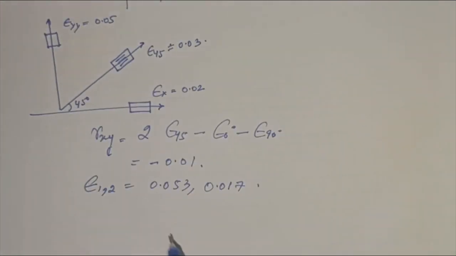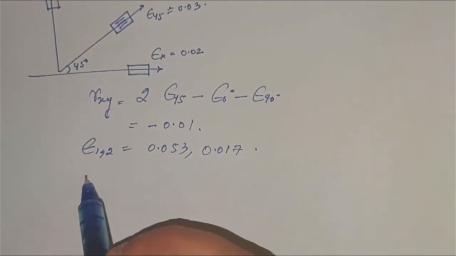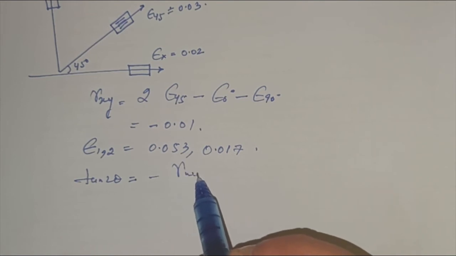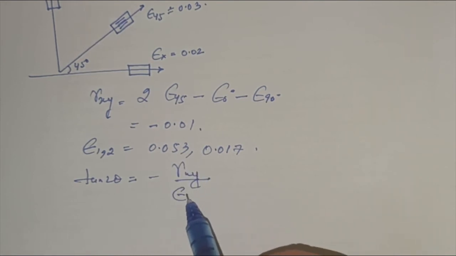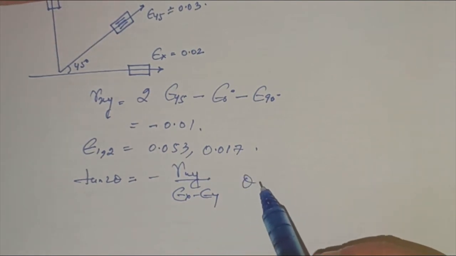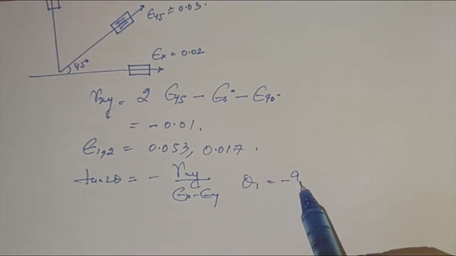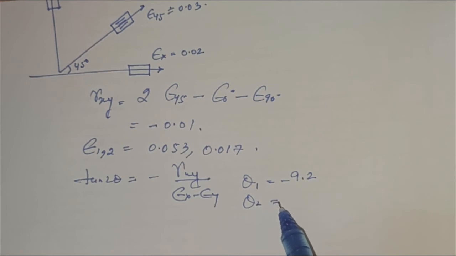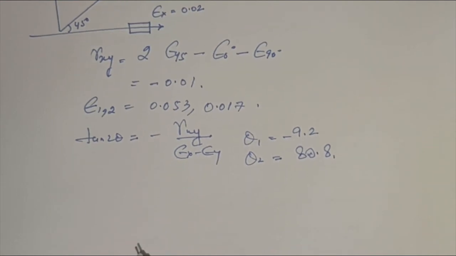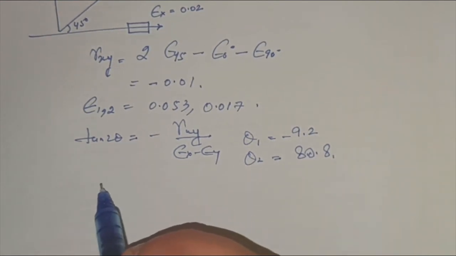Further, we can obtain the principal directions by using tan 2 theta value. This will be minus gamma xy by (epsilon x minus epsilon y). So this will give me theta 1 as minus 9.2, theta 2 as 80.8. Okay. Now let's say I have to find the shear values also.